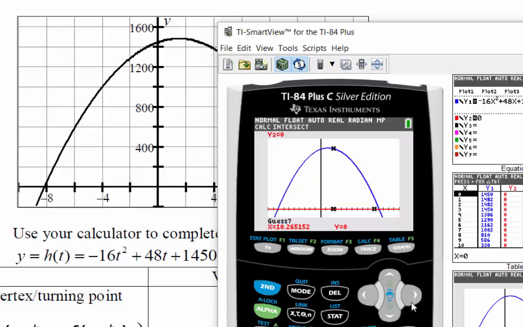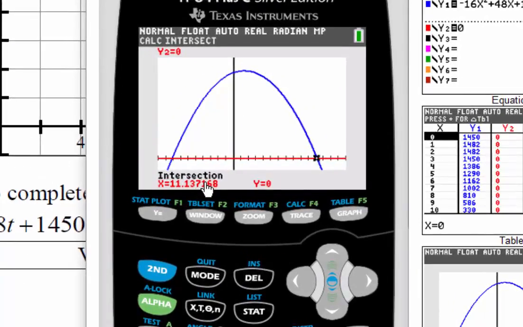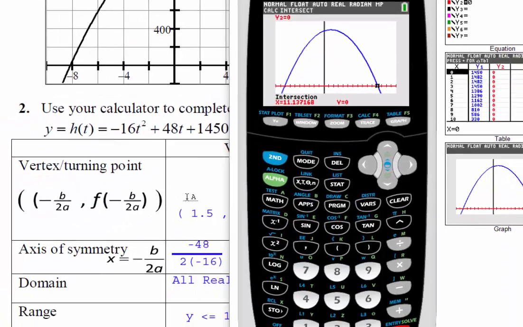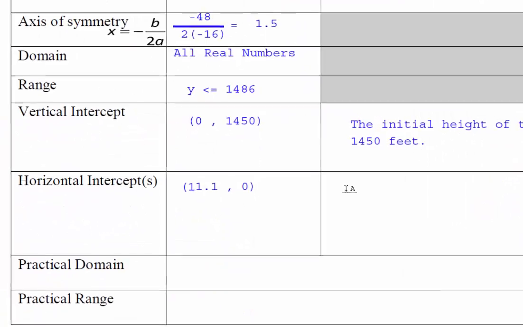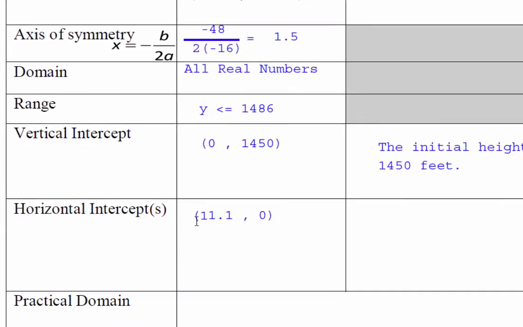And then I actually have to press enter. And it's saying, okay, at 11.137, let's just call it 11.1, we have a horizontal intercept. So we found one. So let's enter that. Okay, so for horizontal intercepts, this is the first one.